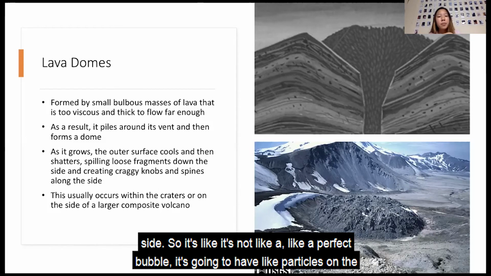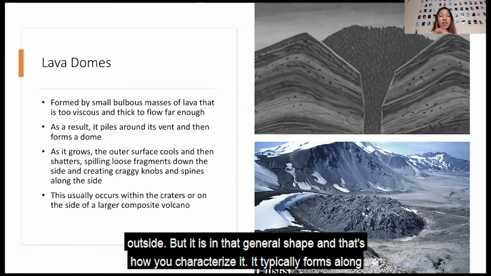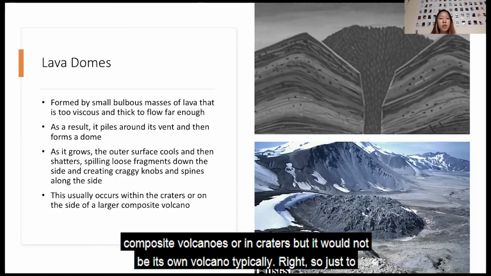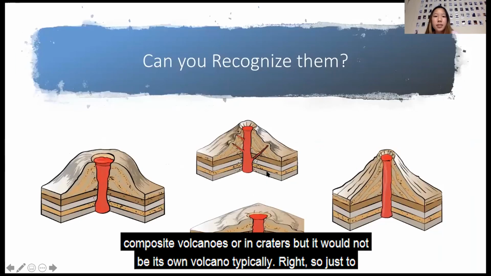So it's not like a perfect bubble, it's going to have particles on the outside, but it is in that general shape, and that's how you characterize it. It typically forms along composite volcanoes or in craters, but it would not be its own volcano typically, right?